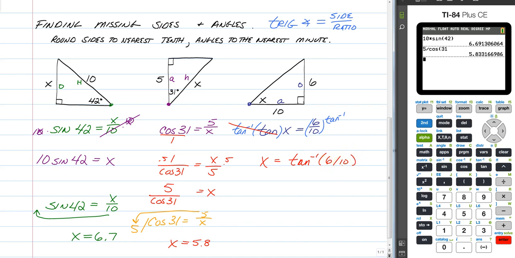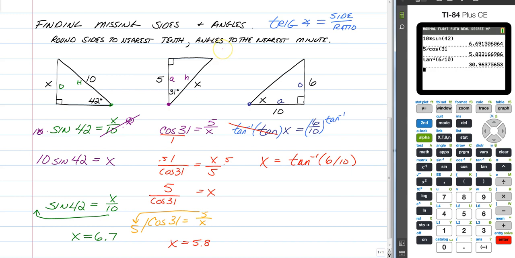Now, the nice thing is our calculator already has that. In order to use inverse trig, you just have to press the second button. So we just type second tangent. And then inside we have 6 divided by 10. You don't have to simplify or anything. Your calculator can handle it. And then you get 30.963.